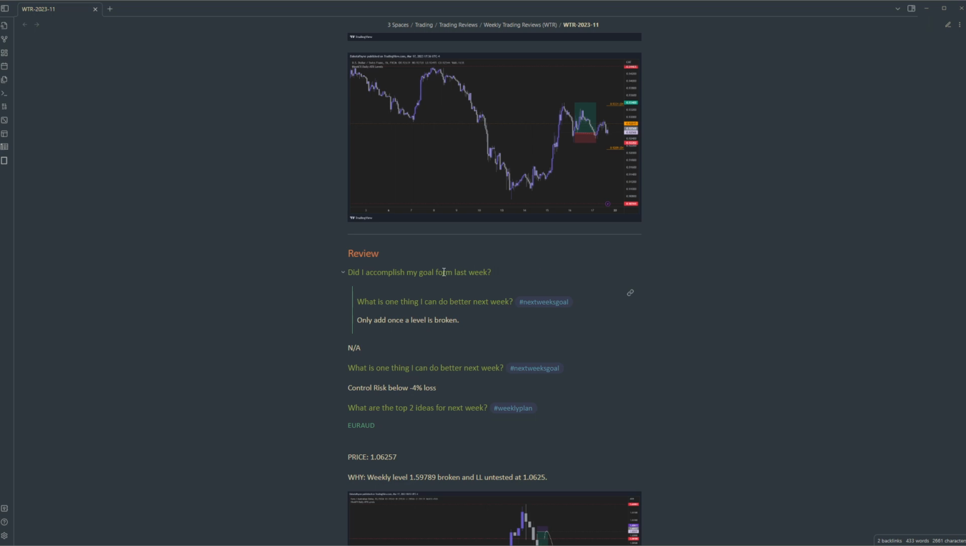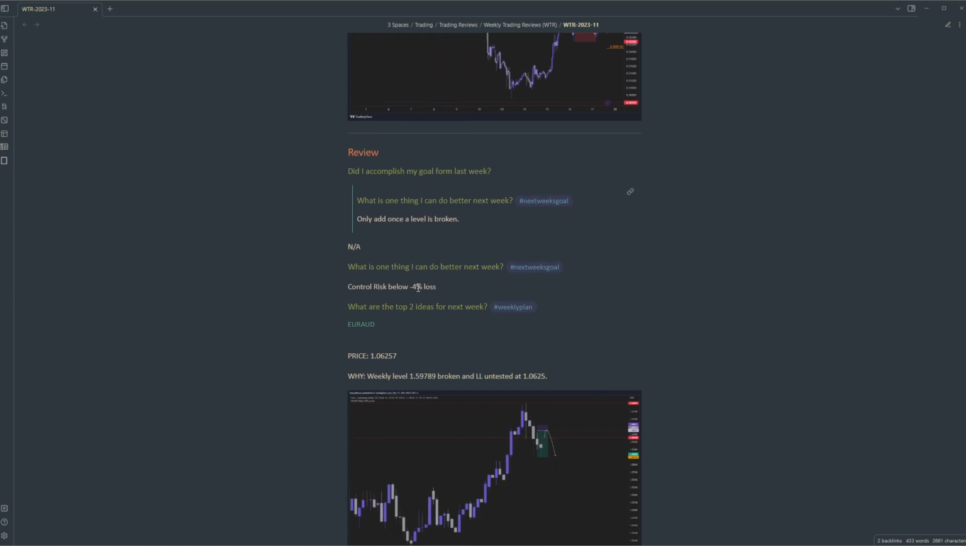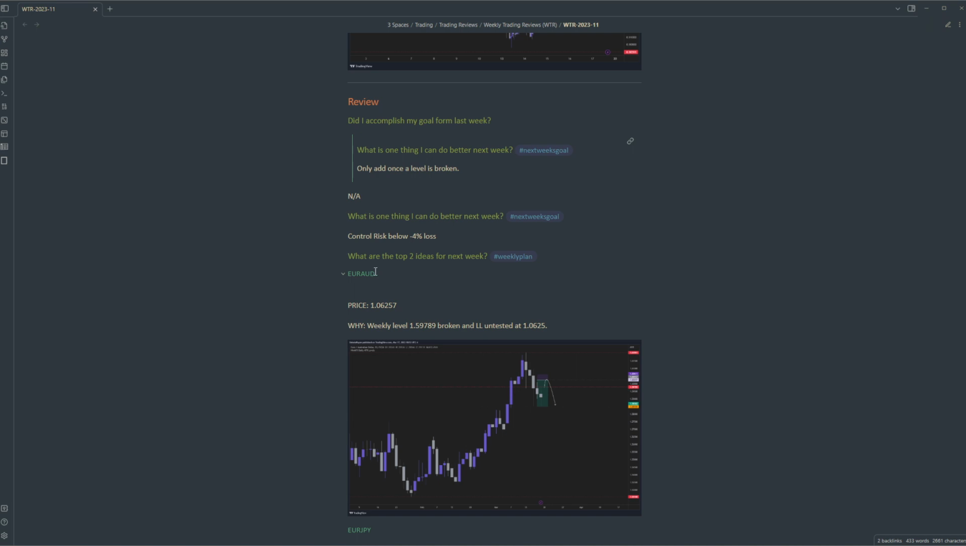Okay, review. Did I accomplish my goal from last week, which was add through once the level's been broken? There was no scenario, so we're going to do that following next week. And then next week, I also want to control my risk, less than 4% loss going into next week. 5% loss in a week is a lot for me, so I definitely want to cut it off at the 4% mark at max. Ideally, a positive week, of course, but we'll see what happens.